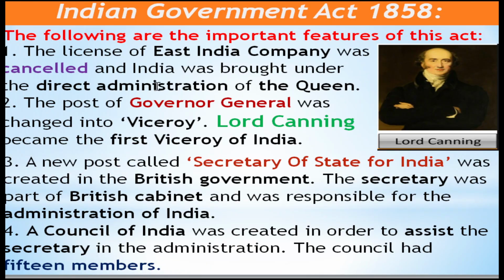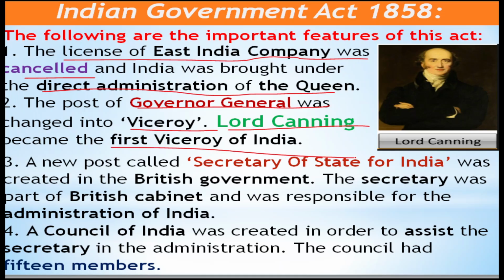So what is there in this one? The following are very important here. The license of the East India Company was cancelled from the 1858 Act onwards. According to that, the East India Company's license was cancelled and India was brought under the direct administration of the Queen. The post of Governor General was cancelled and changed into the Viceroy. The first Viceroy was Lord Canning. You may get this for 1 mark, so please remember this. And a new post, the Secretary of State for India, was created in the British government.